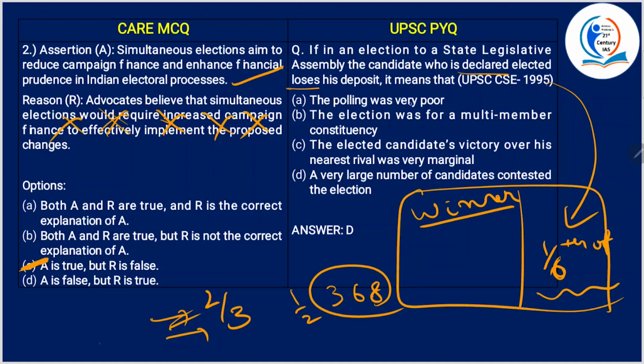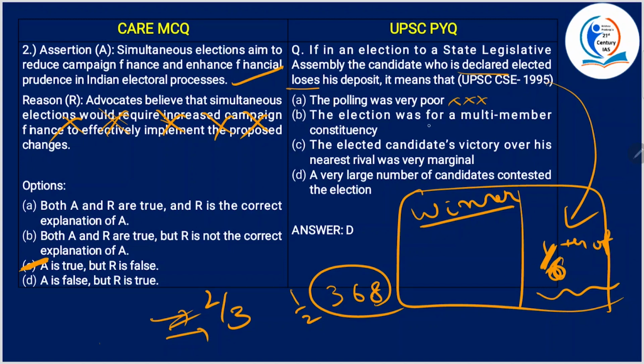Alright, so polling was very poor? No. He has to get at least 1/6 of the total votes polled. Then nothing will happen to his deposit. But if he is losing the deposit, that means he is getting less than 1/6 of the total votes polled.